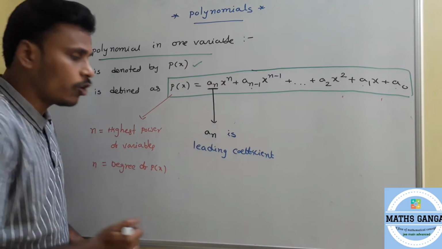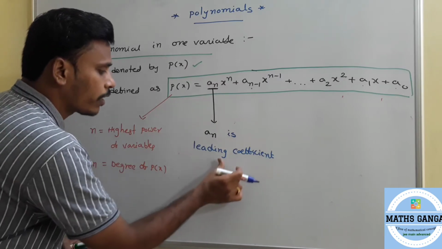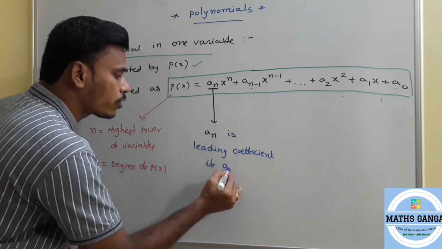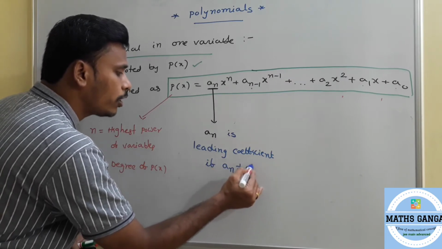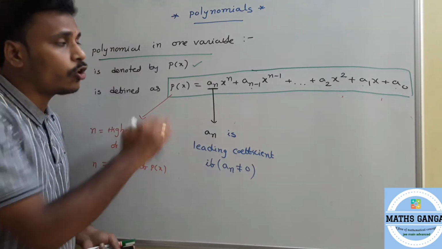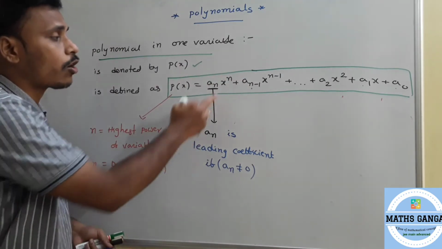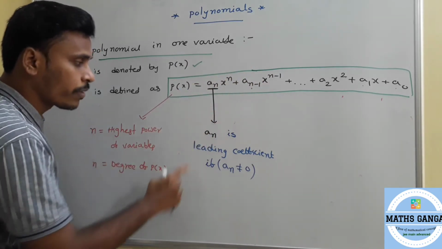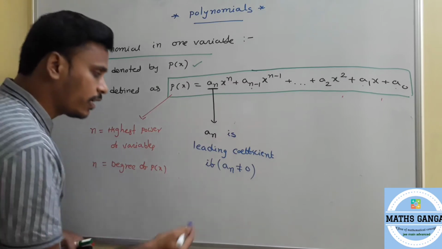Okay, a n is leading coefficient, and again we will classify. So this a n is leading coefficient if that a n is not equals to 0. Always that should be non-zero. If that a n is 0, then what will happen? If that a n is 0, then we say the polynomial is not of nth degree. We will say it is of n minus 1th degree, right? I will mention: a n is leading coefficient if that a n is not equals to 0.